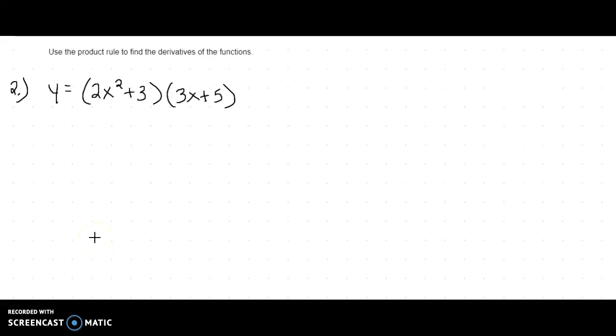Alright, welcome. We are using the product rule to find derivatives of functions today. So we have our first one here, y equals 2x squared plus 3 times 3x plus 5. We're going to first identify our u and our v, which means we're going to separate these two binomials. One we're going to label u, and the other we're going to label v. Okay, so u is going to be that first one, 2x squared plus 3, and v is going to be 3x plus 5.